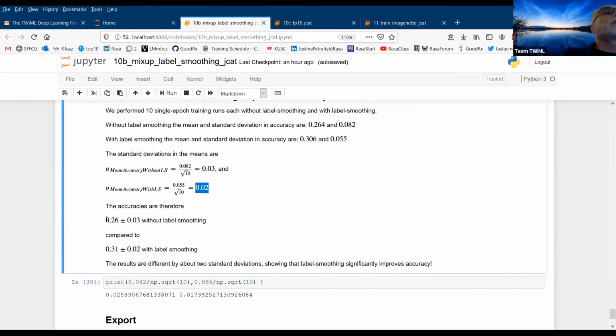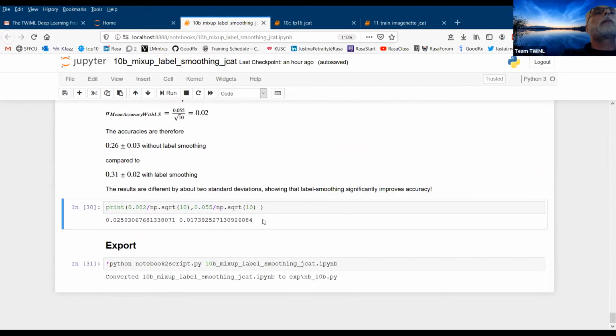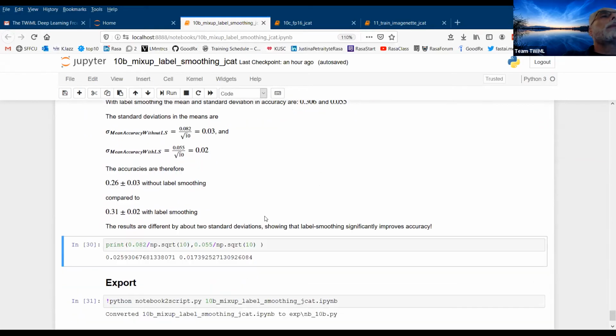So now we can present the results this way. The mean accuracy is 0.26 plus or minus 0.03 without label smoothing, 0.31 plus or minus 0.02 with label smoothing, where these are the standard deviations of the means. And you can see that these results are separated by about 2 standard deviations. So that tells you that you're confident they're really different, even when you consider the uncertainty. Their uncertainties don't overlap. Therefore, we would conclude that label smoothing does significantly improve accuracy. So that's the last thing I did in this notebook. Any questions about that?